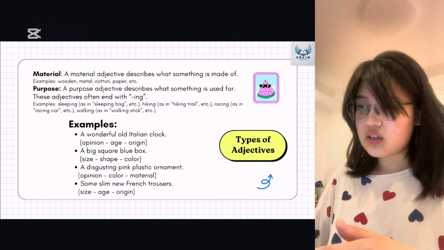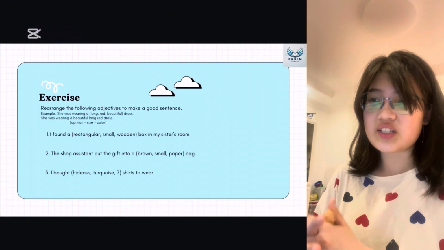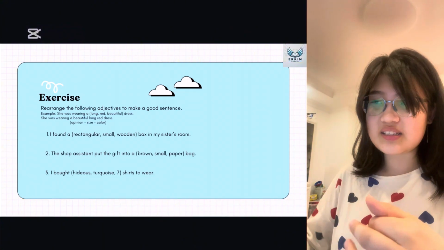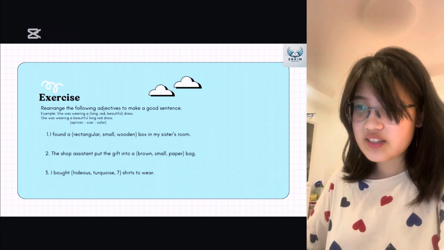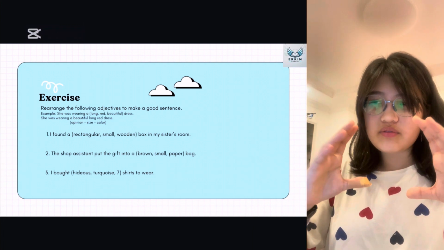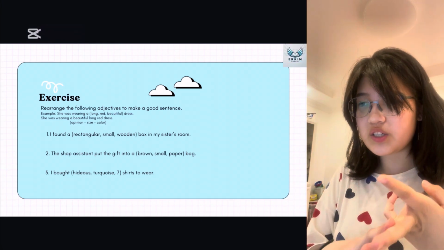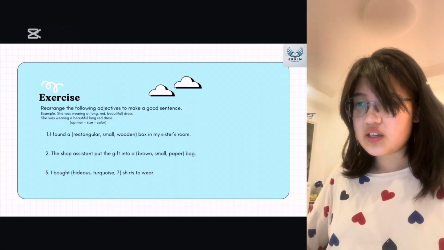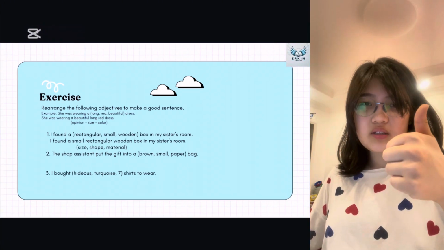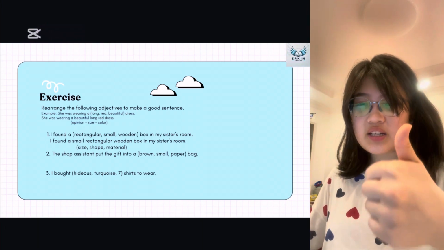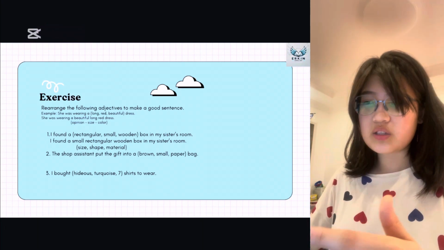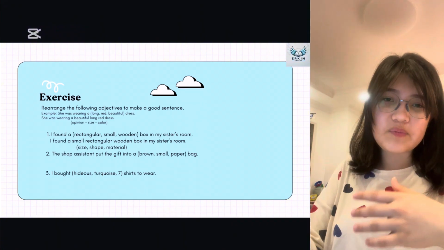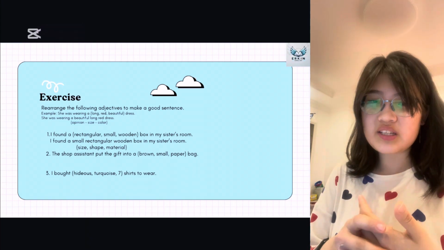The age is new. I have a couple exercises where you have to rearrange the order of the adjectives to place them into a coherent sentence. We have the sentence, I found a rectangular, small, wooden box in my sister's room. Now we have to figure out in which placement this goes. Following the GNOSIS COMP rule, we have size, shape, and then material, which is last. So the sentence would sound like, I found a small rectangular wooden box in my sister's room. In any other order, these adjectives would sound out of place and wrong.